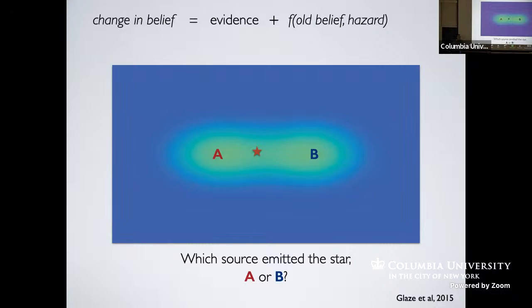The task of the human observer was to say, given the piece of evidence, given the star, tell me which source it came from. The obvious thing is that if the star is closer to A, you should pick A. If it's closer to B, you should pick B. And that's exactly what the logarithm of the likelihood ratio tells you to do. So that's where that comes into it.